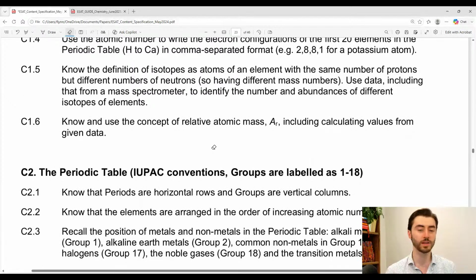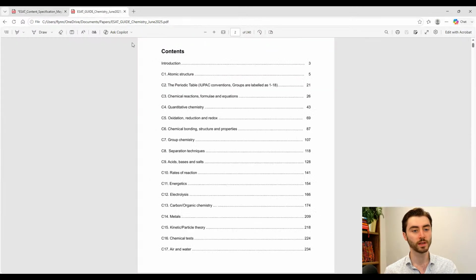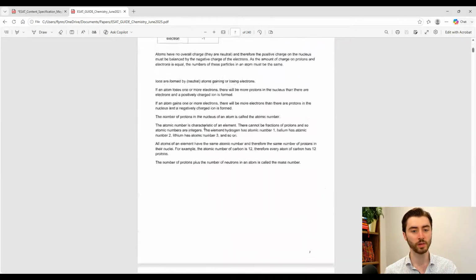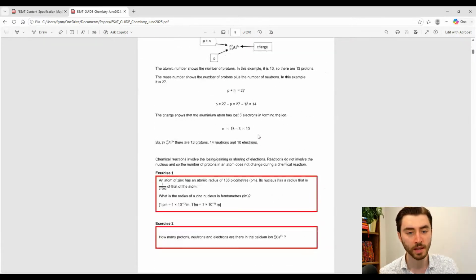So definition of an isotope: same number of protons, different number of neutrons. So they have different mass numbers. Using data to identify the number and abundances of different isotopes. Let me go over into the guide just to see exactly what they want you to do for that. If they have an example, maybe I can use to demonstrate.